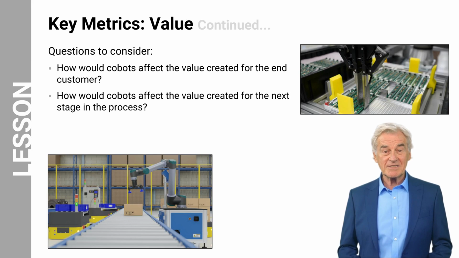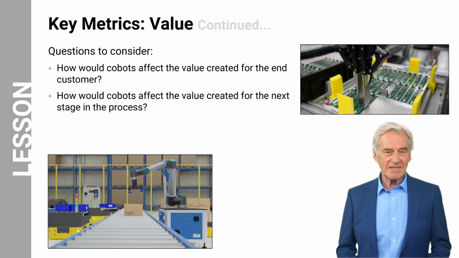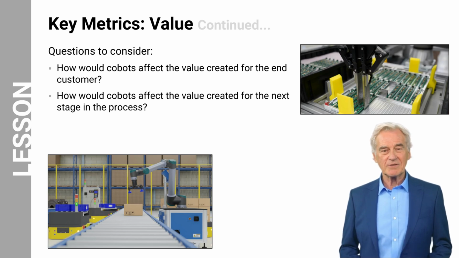2 questions to consider are, 1. How would cobots affect the value created for the end customer? This question examines how cobot implementation directly impacts customer value through improved product quality, faster delivery times, and competitive pricing. For example, if cobots improve product quality by 15% while reducing production time, customers receive better products faster at optimized costs. And 2, how would cobots impact the value created for the next stage in the process?